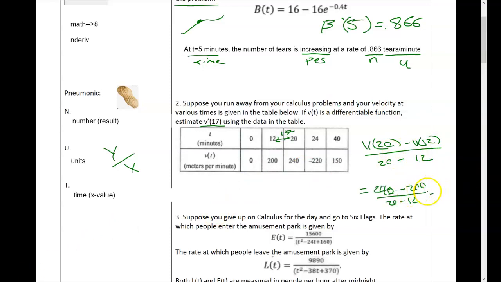So here's what I get when I pull those values out of the table, and when I do that math, I get 5. So I could say v prime of 17 is, we'll use squiggly equals here, that means I'm estimating, roughly 5. And my units on this, I can label it right away. Notice we have meters per minute and minutes. So I'd say 5 meters per minute squared. If you're a physics person, you probably write that. Or you can say meters per minute per minute.